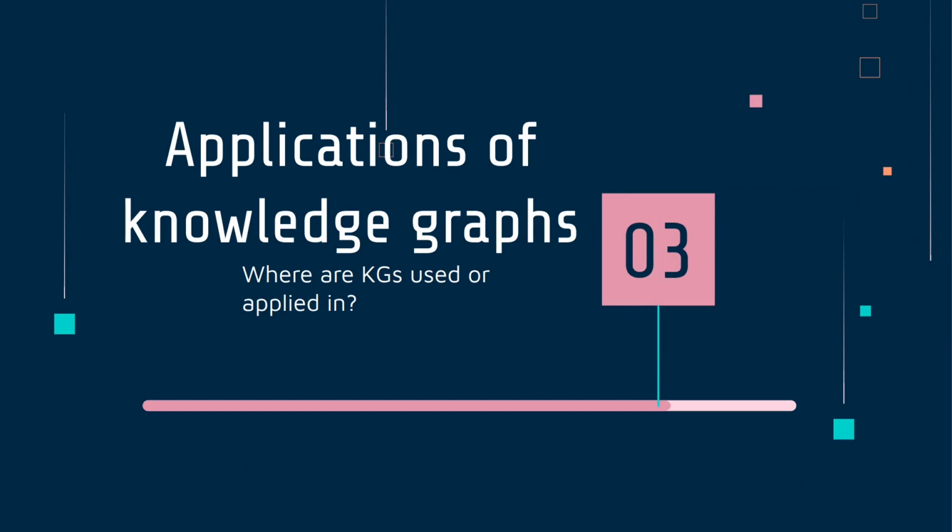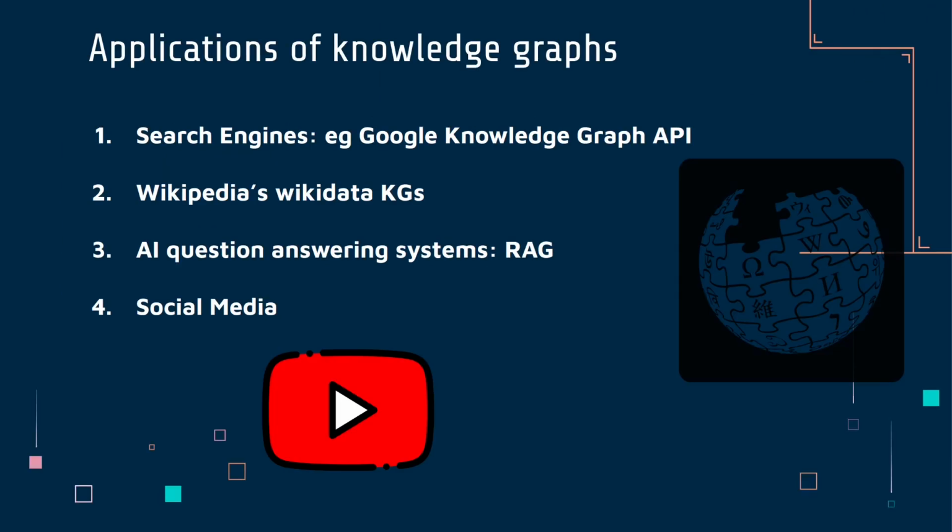Now let's look at some applications of knowledge graphs and where they're used. Knowledge graphs can be used in Google search engines. For example, we'll talk about the Google Knowledge Graph API, which is used in Google search. And if you use Wikipedia, we also have Wikidata, which is a knowledge graph that is used within Wikipedia.